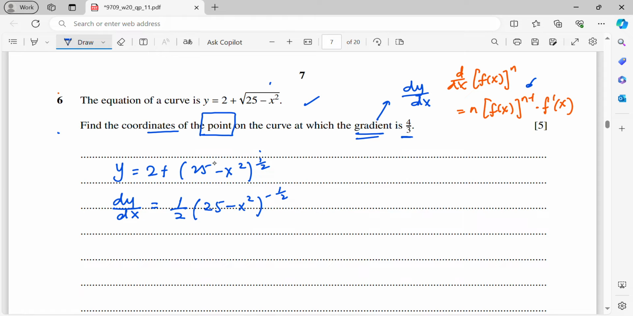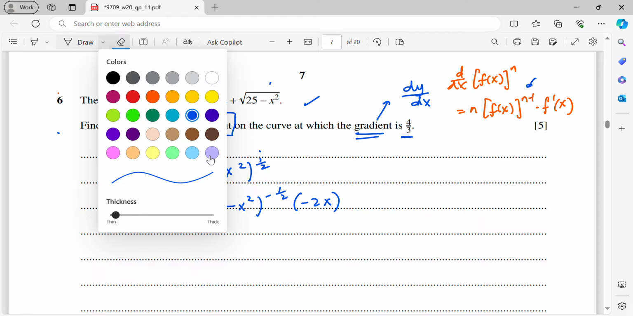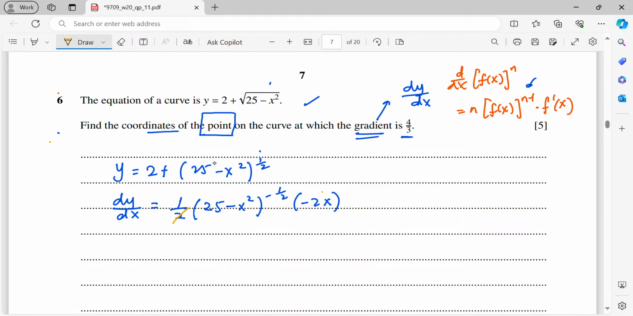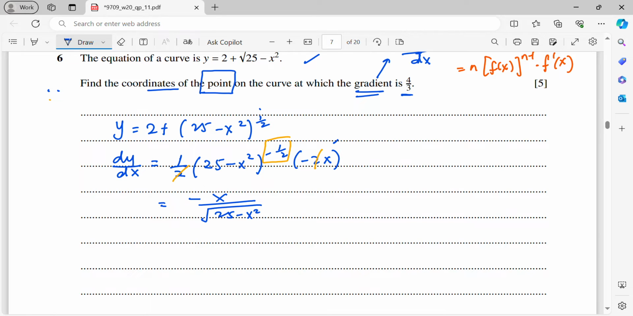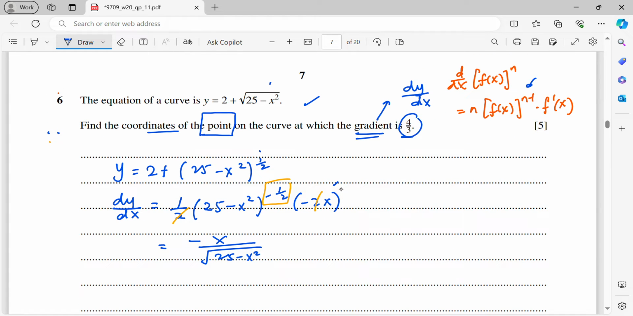And then differentiate the bracket. So when you differentiate the bracket, 25 becomes 0. Minus x squared is negative 2x. Then now simplify first before we proceed. So now half and 2 cancel. I still get the negative power here, which means I will just move it down. That means basically you are getting negative x, which is from the bracket, over square root of 25 minus x squared. So this is your dy dx. And now the gradient is 4/3. So dy dx is 4/3.